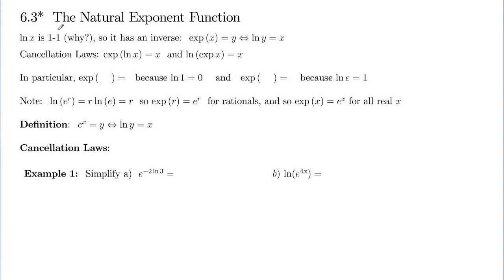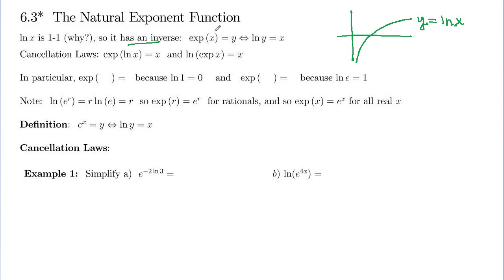So in section 6.3 here, we're going to look at the natural exponential function. So remember that ln of x is 1 to 1, and why would that be? Remember that if you graph y equals ln of x, it looks like this. And notice that that's an increasing function, and increasing or decreasing functions are 1 to 1. So since it's 1 to 1, it has an inverse.